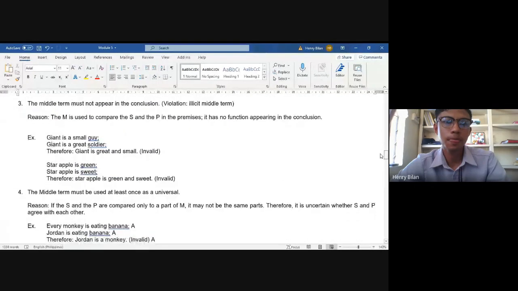Rule number 3, illicit middle term. The middle term must not appear in the conclusion.